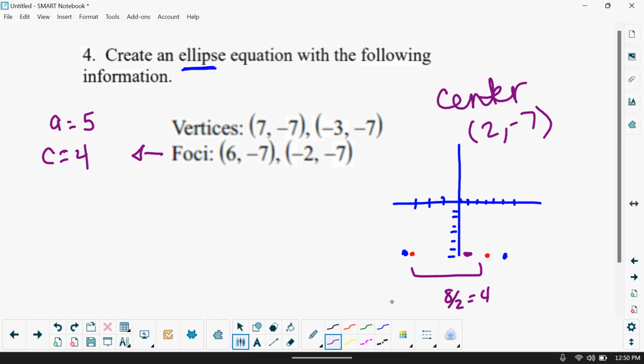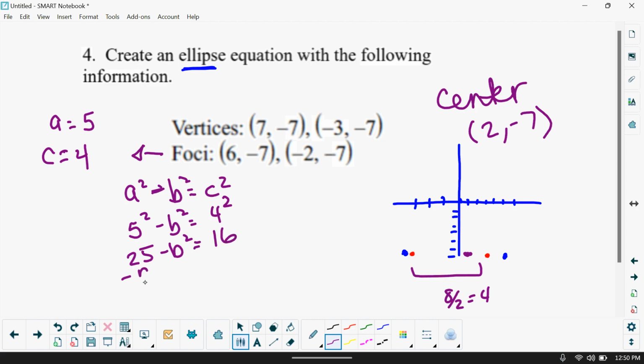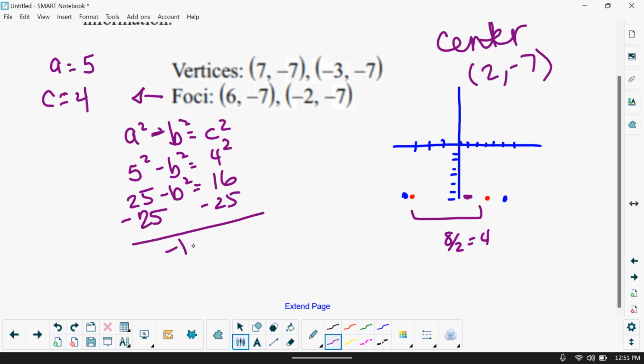So for an ellipse, it's going to be an addition. So here we go. It'd be a squared minus b squared equals c squared. So 5 squared minus b squared equals 4 squared. So 25 minus b squared equals 16. Subtract 25. So we get negative b squared equals negative 9. We're going to change that to positive, square root, so b equals 3. Okay, so here we go.